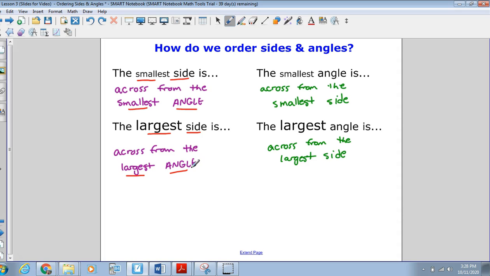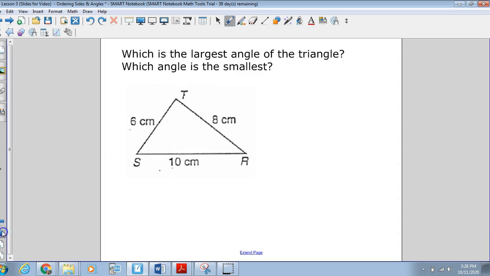So when we know information about the angles, then we can determine which side is the smallest and which side is the largest. And also, if we know information about the sides, we can determine which angle is the smallest or the largest, because the smallest angle is across from the smallest side, and the largest angle is across from the largest side. So what does that look like when we try to actually solve something?